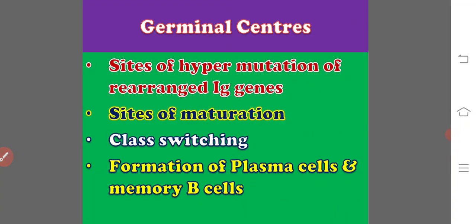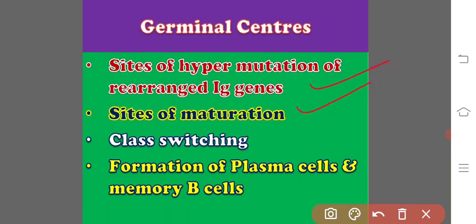And here we talked about the germinal centers. If you observe the secondary lymphoid organs, there are the primary follicles and the secondary follicles. Secondary follicles are enriched with the germinal centers. These germinal centers are the sites of hypermutation of rearranged Ig genes, and these are the sites of maturation of the B lymphocytes and T lymphocytes.